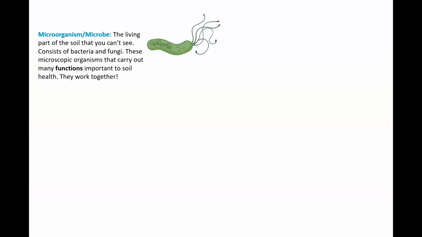Let's first go through some definitions, starting with a microorganism or a microbe. These are usually bacteria or fungi, and there are many different types of microorganisms, each having different characteristics and different functions that they carry out in the soil. What's important to know is that these organisms do not work in isolation. They form a very complex network with one another to carry out soil processes, some of which we'll get into a bit later.